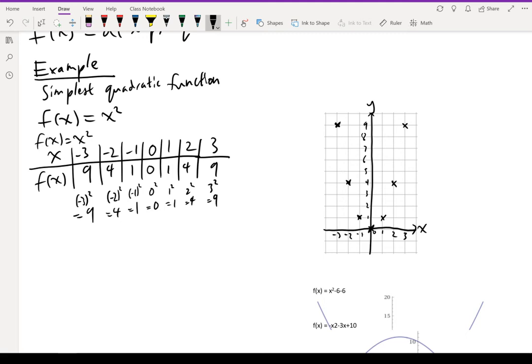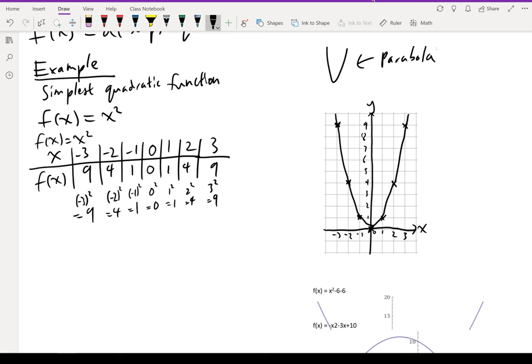We have this sort of shape. And if I connect the dots, this is what our function kind of looks like. Okay? And this shape here, this U shape, is actually called a parabola. This is what we call a parabola.